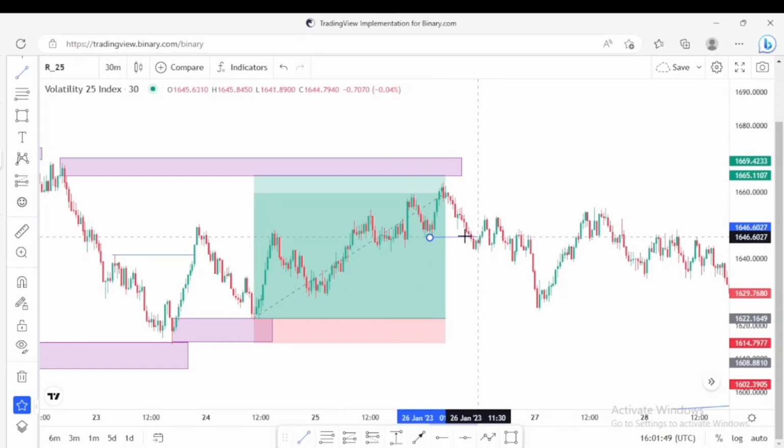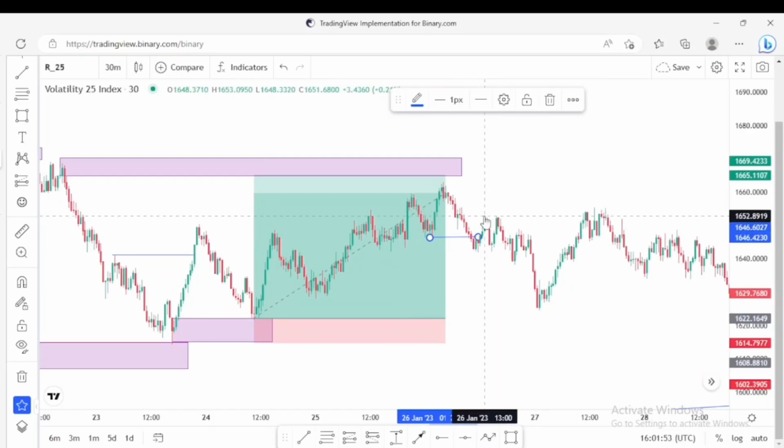So you can see that price broke this structure, then retested this small order block. Then after retesting this small order block, you can see that price pushed back to our demand zone.